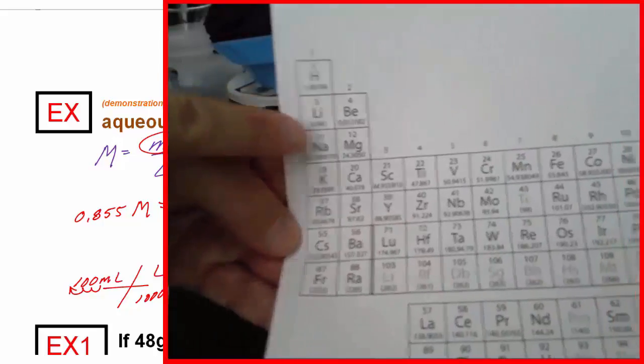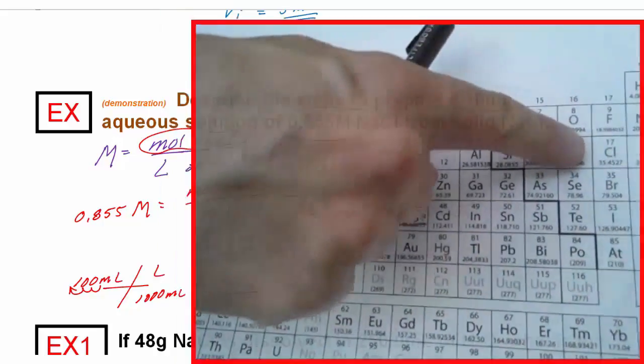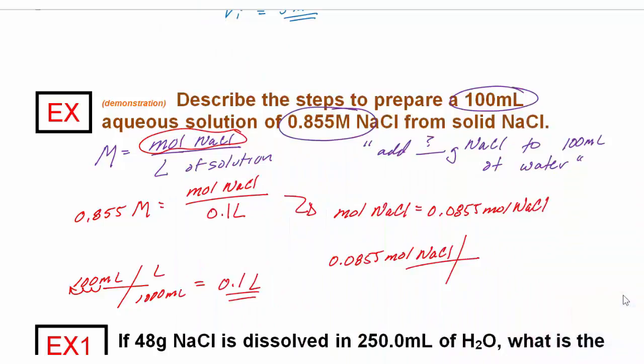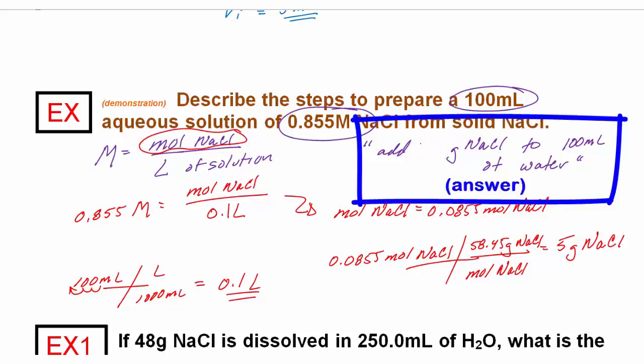Sodium is about 23. Chlorine is about 35.45. So that's a total of about 58.45 grams of sodium chloride in a mole of sodium chloride. 0.0855 times 58.45, about 5 grams of sodium chloride. So there's my answer. Add 5 grams of sodium chloride to 100 milliliters of water.